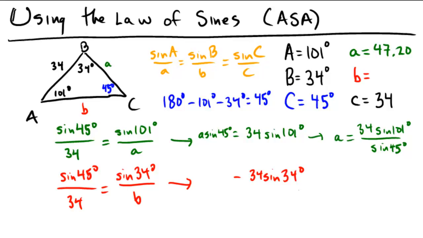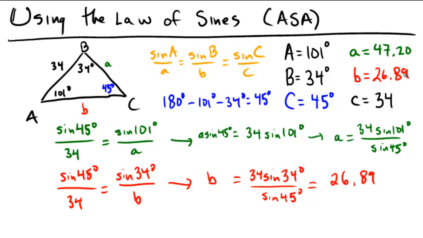The B is going to come up over here on the left, and then we're going to have to divide by the sine of 45. So to jump a couple steps there, that's what side B is going to be. Notice the only difference between side A and side B is the angle, sine 101, sine 34, because we're just doing a different angle. So again, calculator, 34 sine 34 divided by sine 45. Looks like in this case we're getting that B is equal to 26.89. So that is side B. And that solves the triangle.